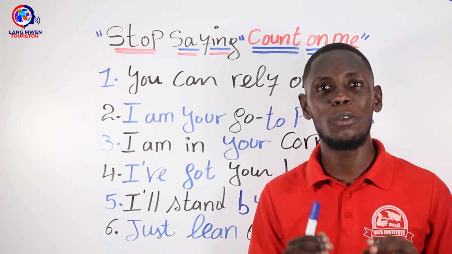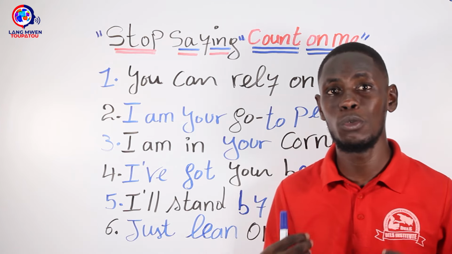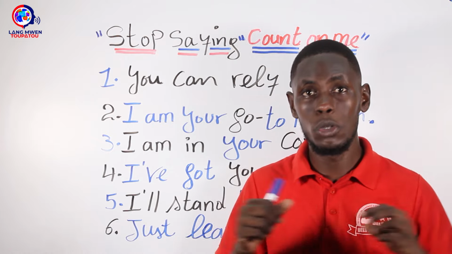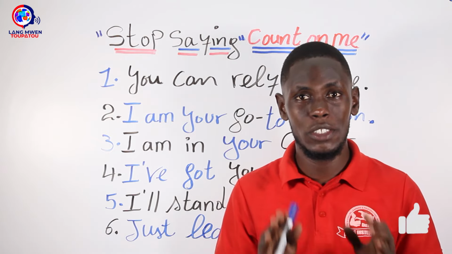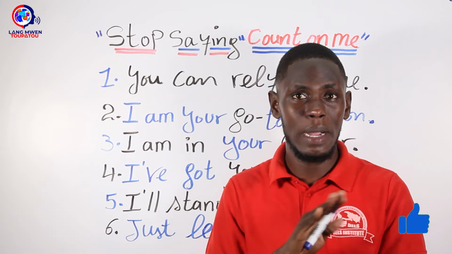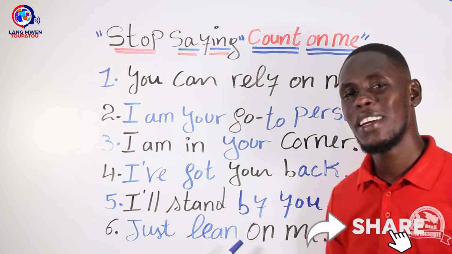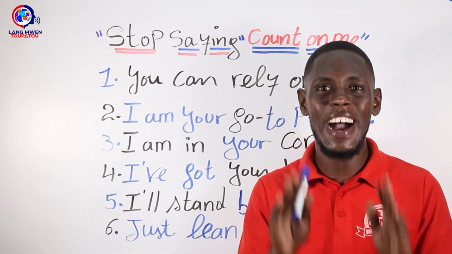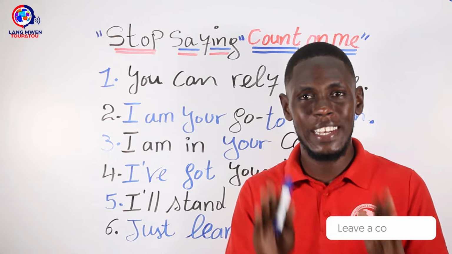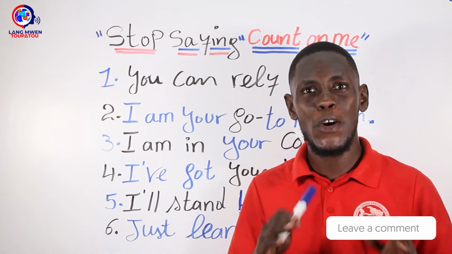The sixth way was to say you can lean on me, don't be afraid of anything. The last way was, just lean on me. Just lean on me.